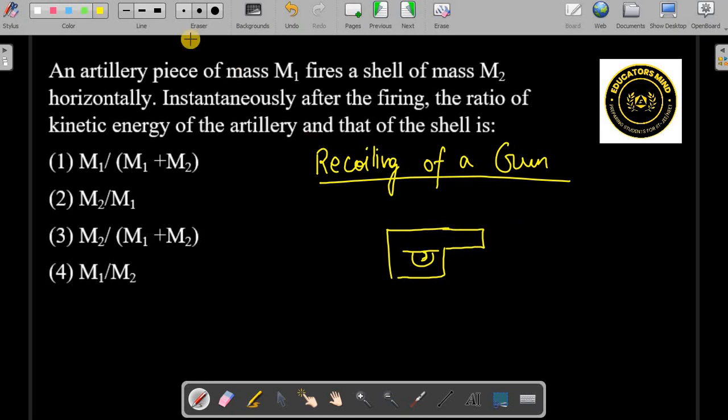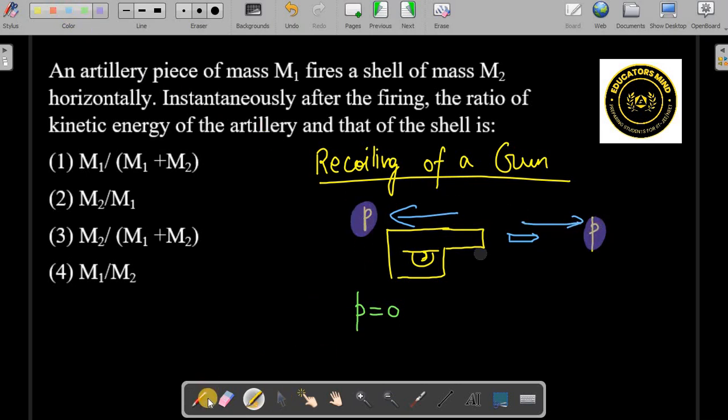So as soon as it fires, before that there is no momentum, right? Total momentum of the system is 0. Once it is fired, the bullet is getting fired, and the gun will recoil backward, right? So it will have equal momentum, then only the momentum can get cancelled. This is what we should know. Both the momenta should be the same.